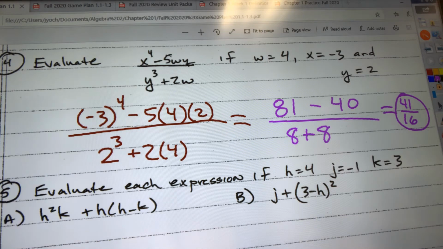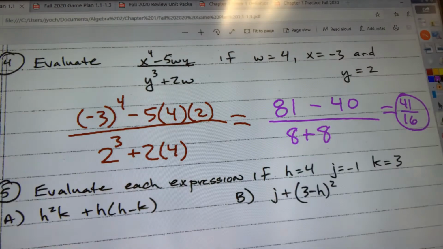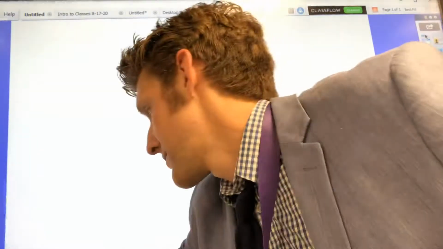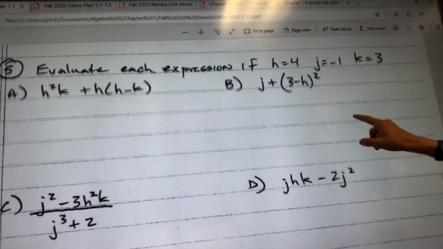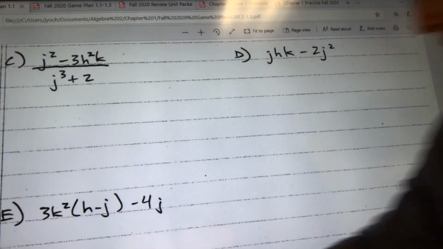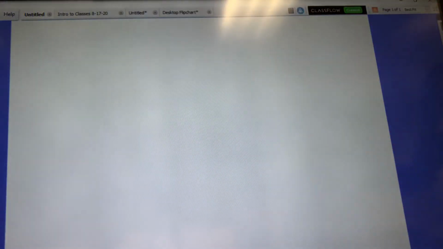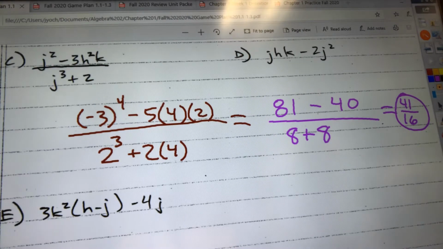Okay, on 5, I would like to help you with C and D. This is kind of because I've saved it, and it's in Internet Explorer here. I have to do this bouncing around, but it's the least of our worries right now.